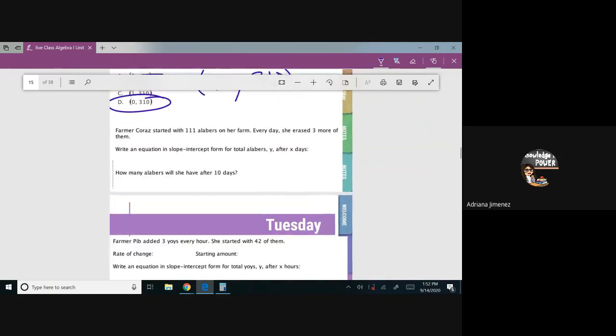All right, these names are so crazy. I'm not even going to say their names. I don't even know what the things are that they're talking about. I'm just knowing that the word started is the starting amount, and I know the words every day. And I know what erase means. Erase means you're taking away. So negative 3x. The started means plus because that's where they were at. Y equals.